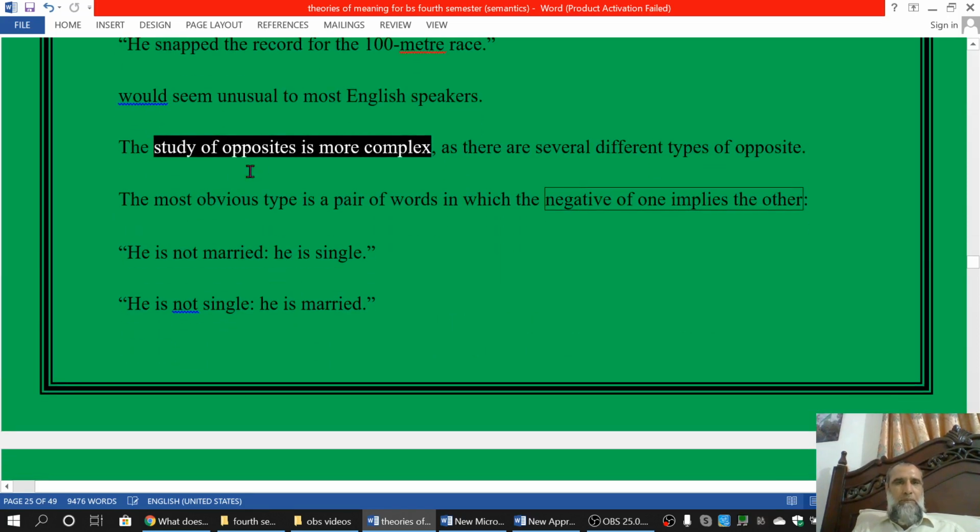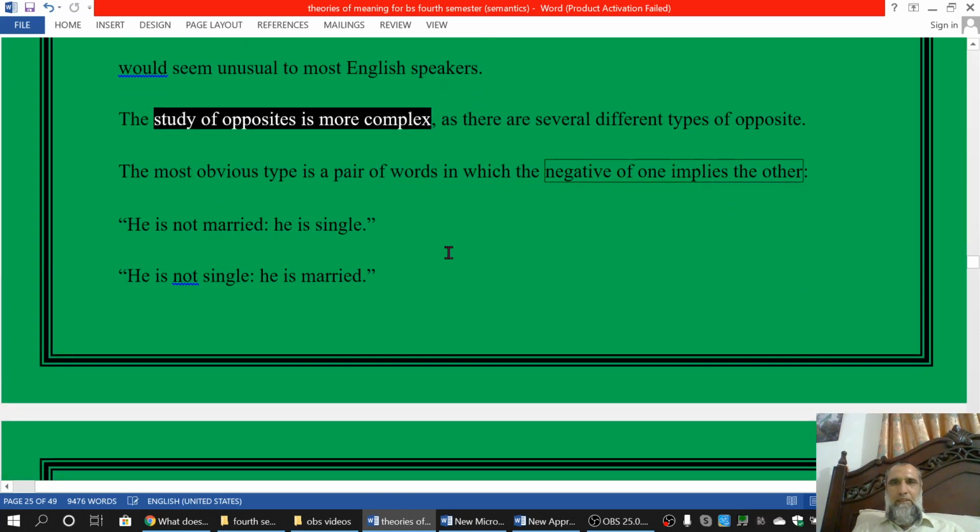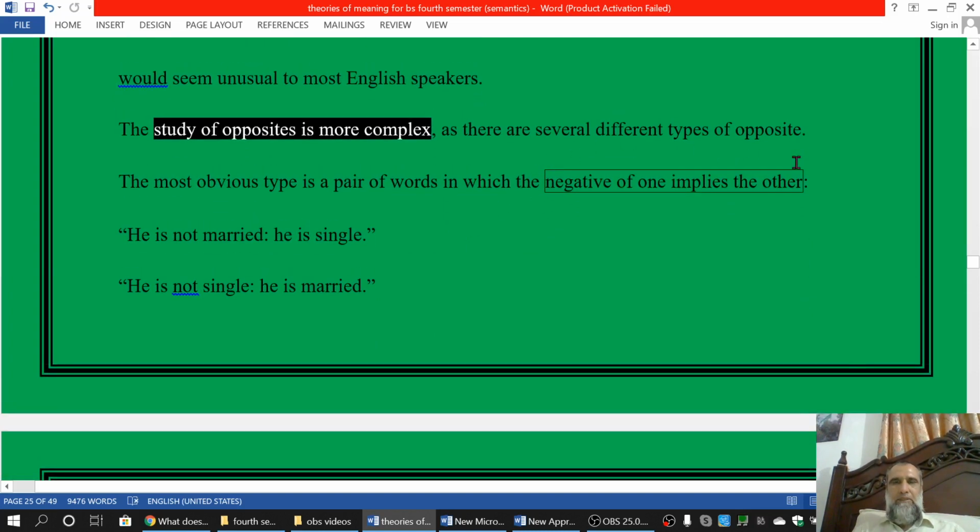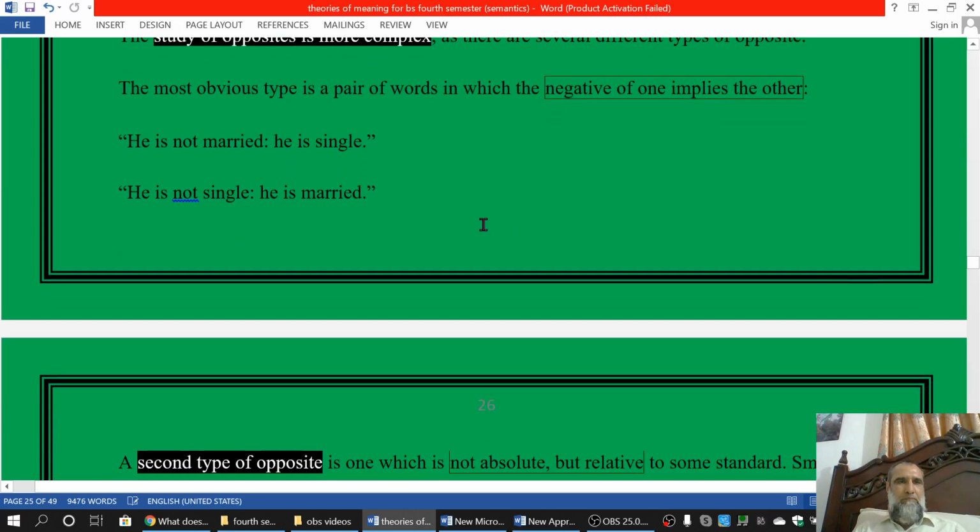The study of opposites or antonyms is more complex in the sense that there are several different types of opposites. One type of opposites are such that the negative of one implies the other. For example, not married is negative, the opposite is single. Not single is negative, the opposite is married. He is not married, he is single. He is not single, he is married. So this is one type.